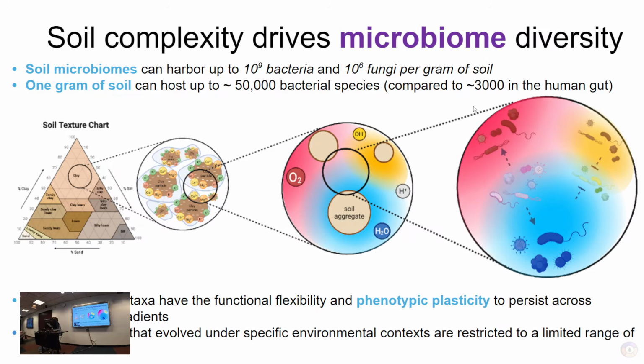Because of the complexity of soil physiochemistry, you get this incredible diversity of microhabitats for microorganisms that have chemical and physical gradients. You can see the red versus the blue. Some of the gradients are related to oxygen, water, or pH, and it leads to the evolution of an incredible metabolic diversity of microbes in soil.